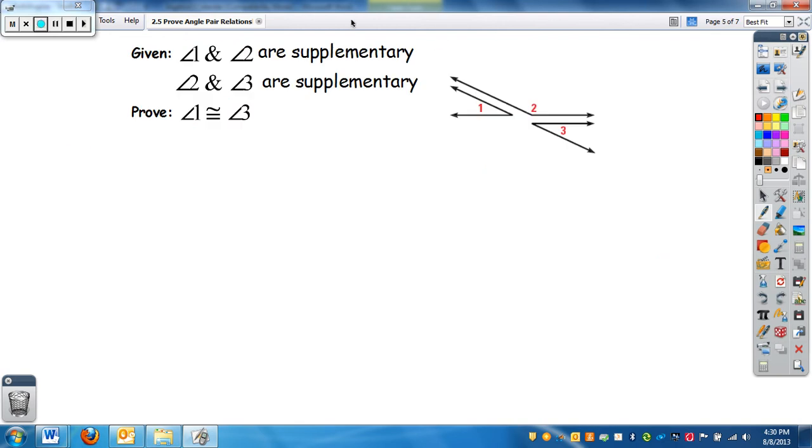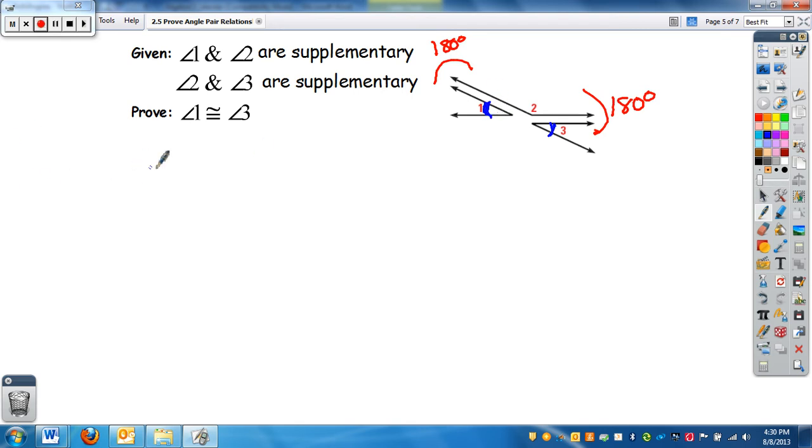All right, so let's do a proof. So in this proof, angle 1 and angle 2 are supplementary. So I know these two add up to 180 degrees. That is my given. 2 and 3 are also supplementary. So these two add up to 180. I'm going to do a two-column proof for this one, and I think the next one I'll probably do a paragraph proof. But what I'm trying to prove, so let's put that in blue, what I want is to get these two congruent to each other.